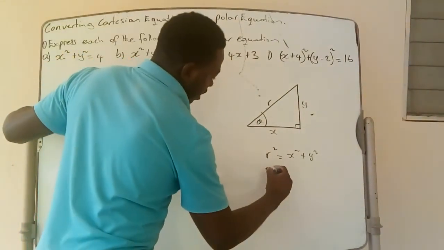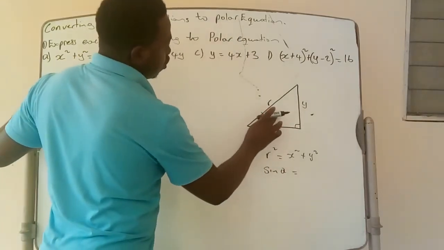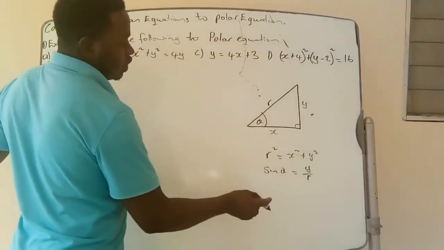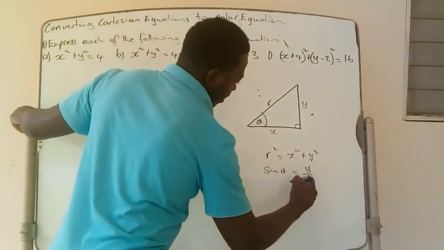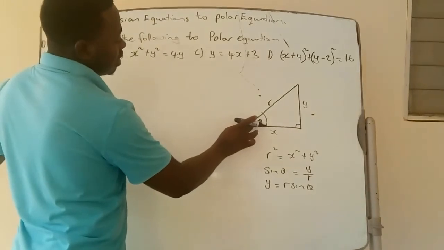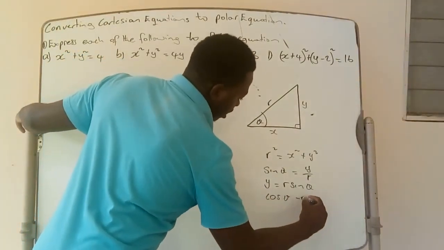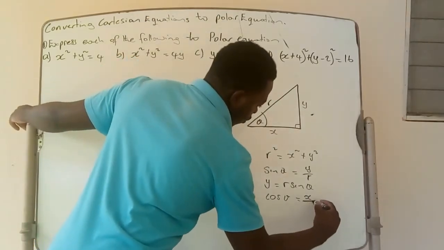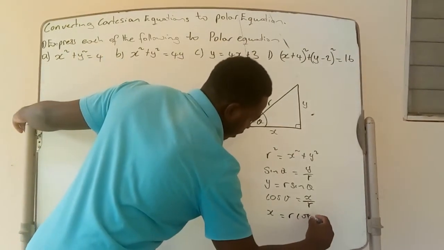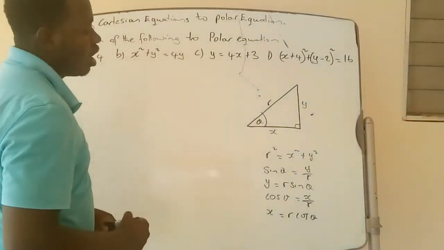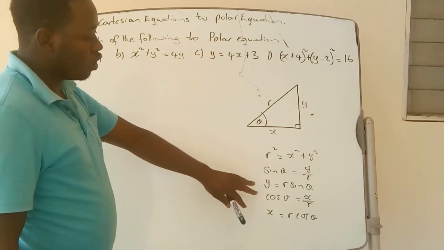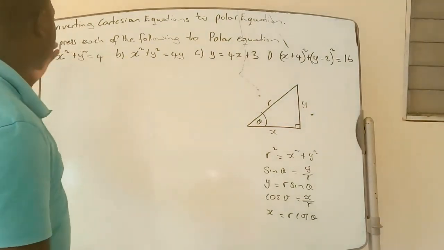About theta, if we take the sine of theta, this is equal to the opposite, which is y, over the hypotenuse, which is r. So this is just y over r, which implies that y is equal to r sine theta. And if we take the cos of theta, cos theta is equal to x over r, which implies that x is equal to r cos theta. There are more relationships we can generate, but I'm going to focus on these for now, because these will become useful in solving these examples.